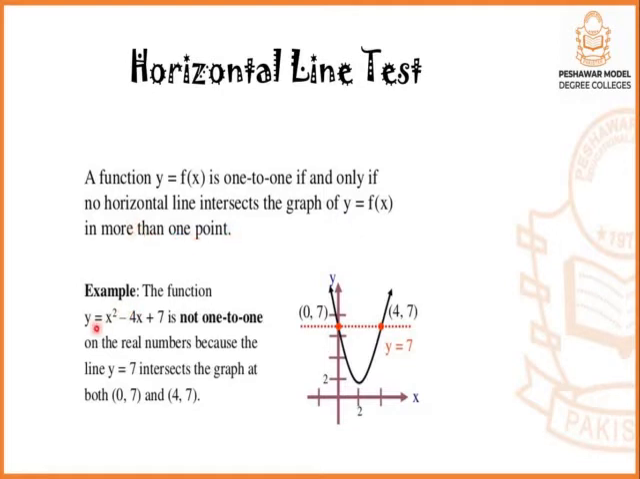Now consider this example of a function y is equal to x square minus 4x plus 7. This is not one-to-one on the real numbers because the line y is equal to 7 intersects the graph at both (0, 7) and (4, 7) points. Now if we draw this horizontal line on this graph, we see that this horizontal line intersects the graph at 2 points, more than 1 point. So it is not a one-to-one function.